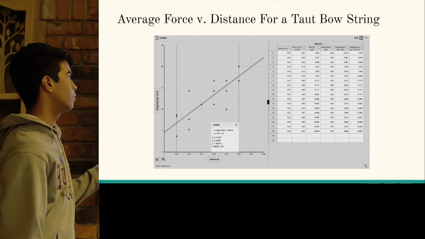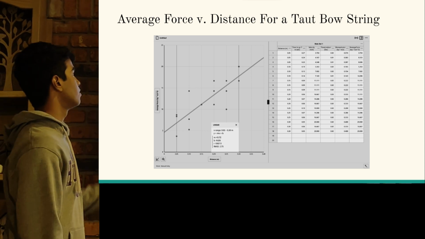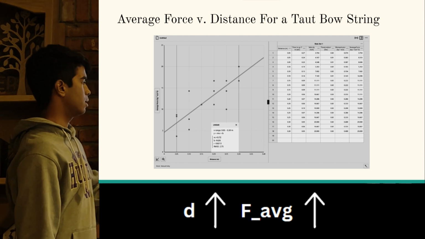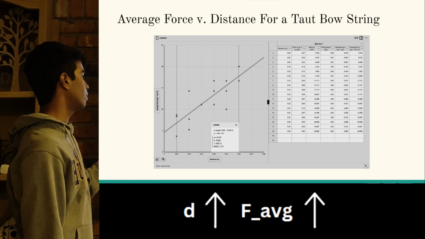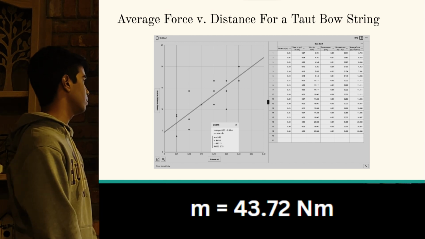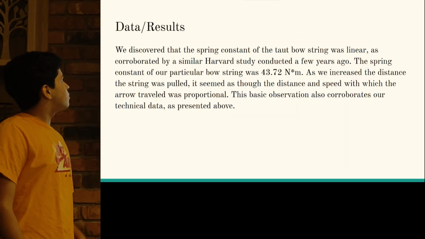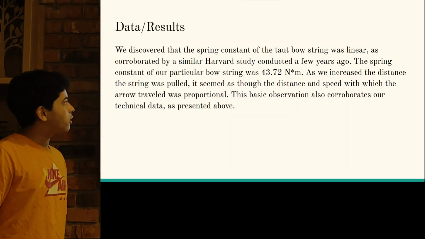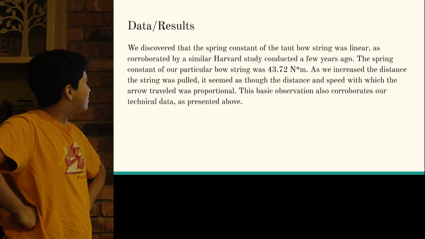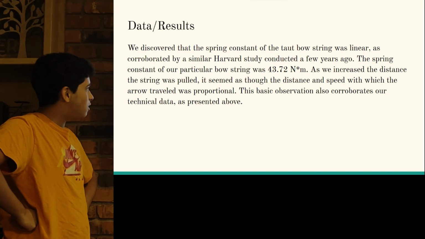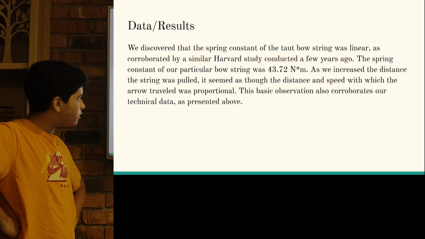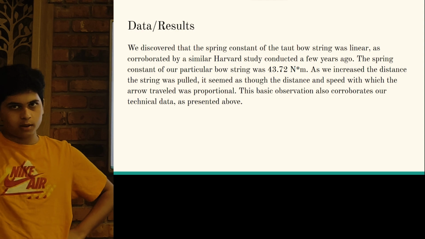So here's a look at the data for our experiment. We recorded the average force versus the distance for a taut bowstring, and as you can see, as the distance increased, the average force of the bow progressively also increased, and the slope we found was 43.72 Newton meters. Data and results. We discovered that the spring constant of the taut bowstring was linear, as corroborated by a similar Harvard study conducted a few years ago. As we increased the distance that the string was pulled, it seems as though the distance and the speed with which the arrow traveled was proportional. This basic observation also corroborates our technical data as presented earlier in the graphs and tables.